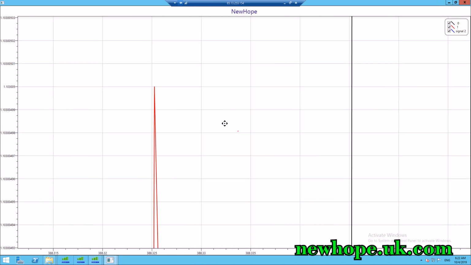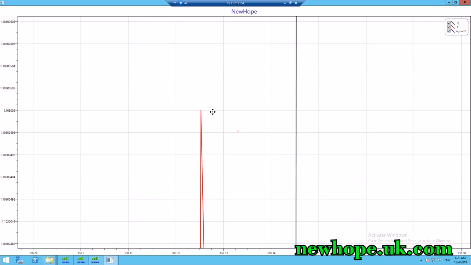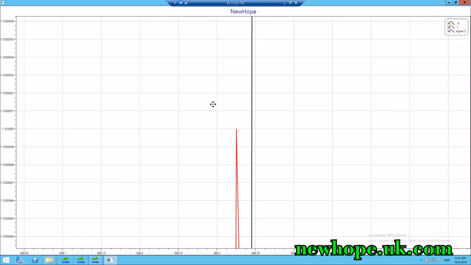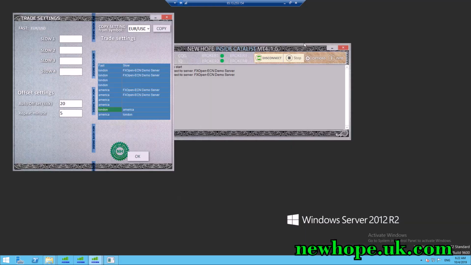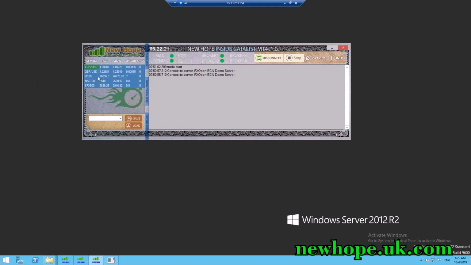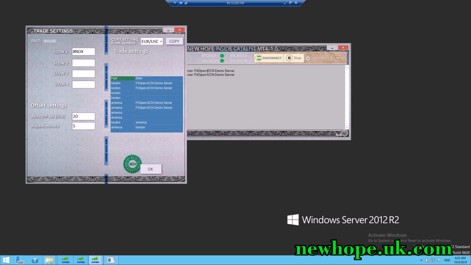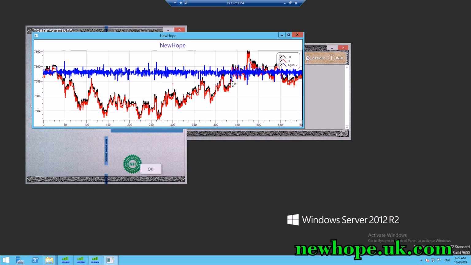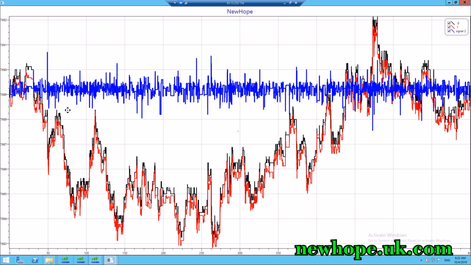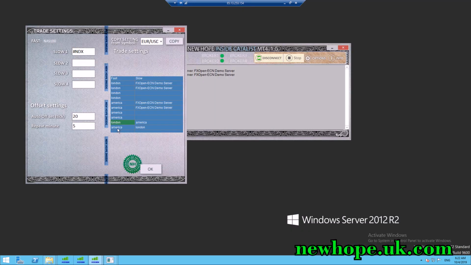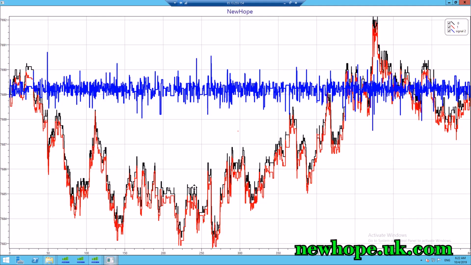Let's have a look at Nasdaq pairs. So we're now on London. Black is London and the red one is the bank provider. Let's have a look at the signal. We can see that the bank provider is faster. Here it is faster, and at this point it is faster, and you can see the difference on the blue line.